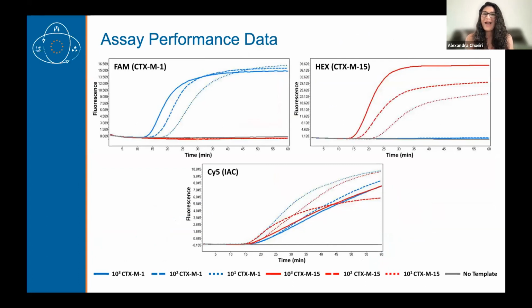So now we get to the nitty gritty, our assay performance. On the left here is our CTX-M-1, that's in the FAM channel. And on the right is our CTX-M-15, which is in the HEX channel. As you can see for both assays, we are getting detection of 10 to the 3, 10 to the 2, and 10 to the 1, all before or at 20 minutes. And so our limit of detection right now is 10 genome copies, and that is with optimization as well. And then below we have our IAC, which just makes sure that our assay is working properly. You can see at the bottom that the no template did not come up, which is always a good thing. And all of our samples came up in a rapid time.